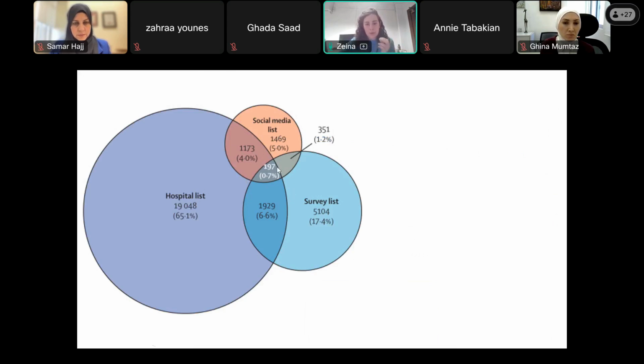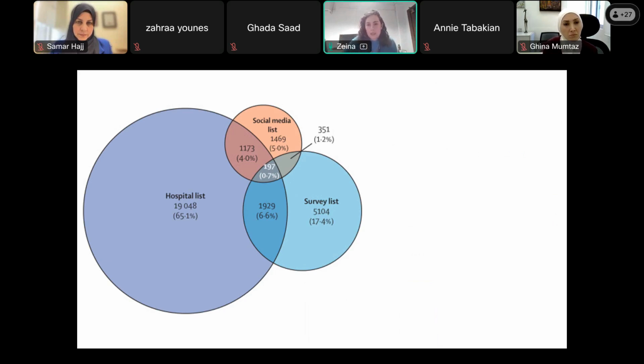Now these are the percentages, and what you see is based on the total number. But if you look within the social media list, based on the two others, you'd find that half of them are actually captured. And the survey list has less being captured by the hospital list. And the hospital list had the largest number of names and all of that information.